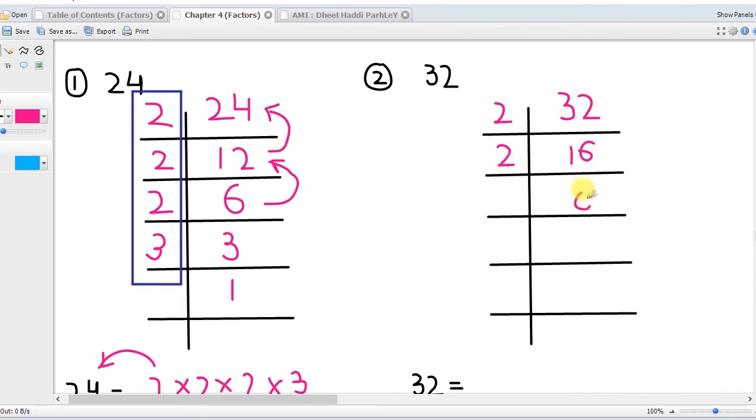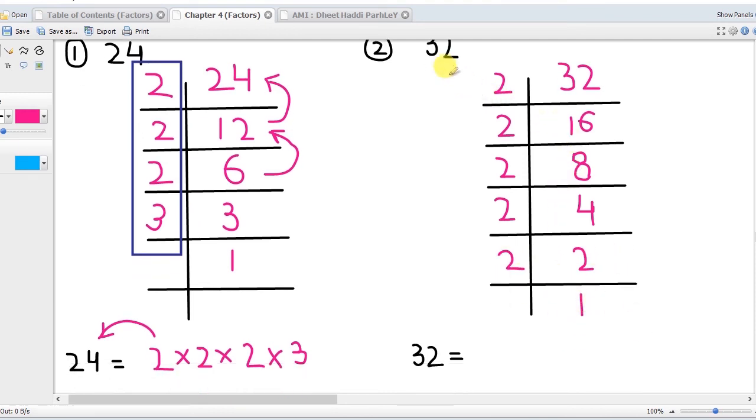So 2 times 8 is 16. Again for 2, 2 times 4 is 8. Why the 2 times table? Because 8 comes in the times table of 2. Then again 2 times 2 is 4. Then again 2 times 1 is 2.